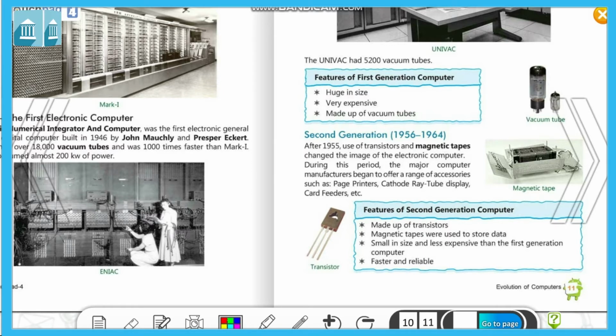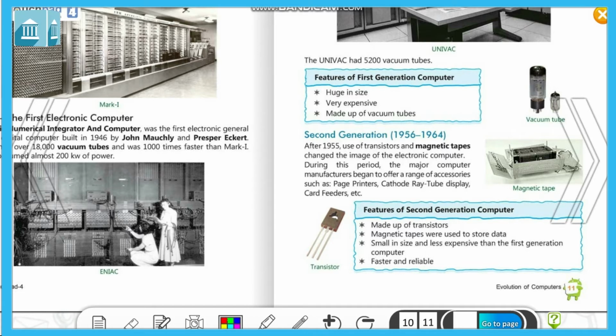After 1955, use of transistors and magnetic tapes. Here you can see the picture of magnetic tape and transistors. During this period, the major computer manufacturers began to offer a range of accessories such as page printers, cathode ray tube display cards and feeders, etc. These are the second generation's accessories which were used in computers.